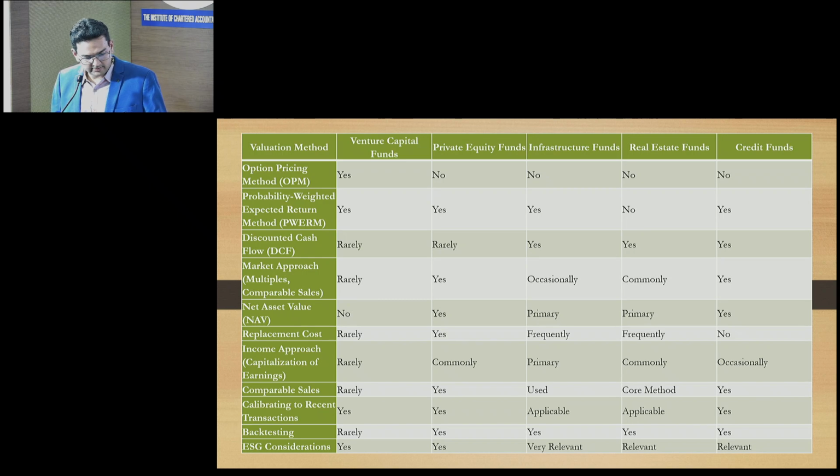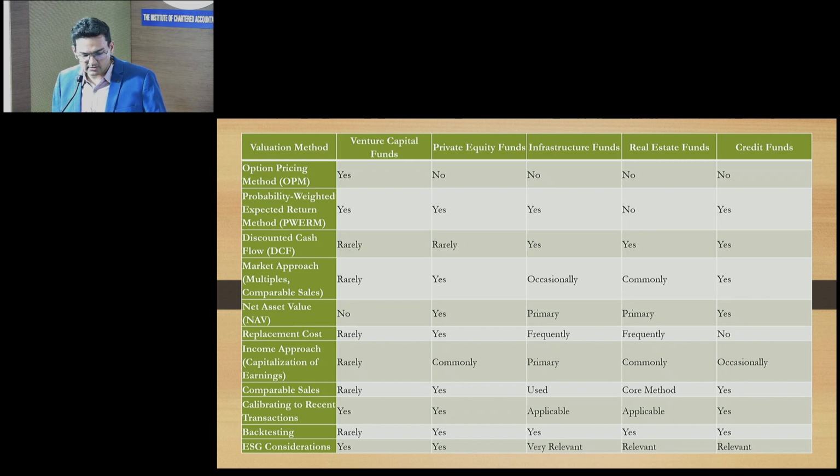Then we have net asset value, which may be used if it is a very big company which is backed into assets. So replacement cost could be one of the example for it, right? And then income approach, we have capitalization of earning. It can be again used because normally such large companies are profit generating companies, and therefore we can use this method. So calibrating with recent transaction can also be used.